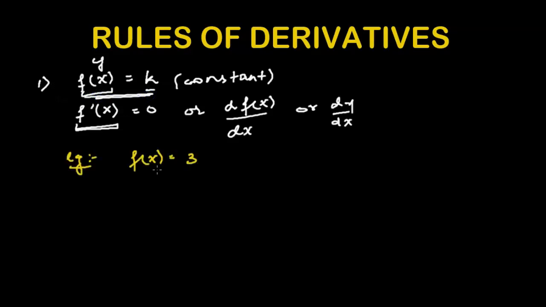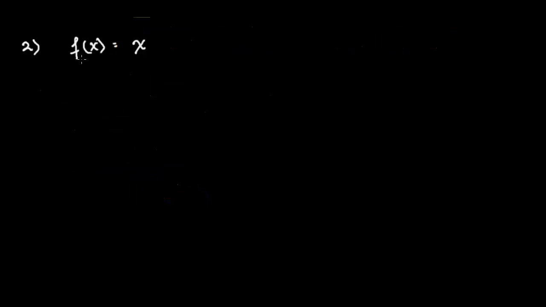If you're given the function f(x) is equal to 3, then its derivative is 0. So for any constant value, the derivative function is always 0. We all know derivatives mean slopes. So if the original function is a constant, then the derivative of that constant function is equal to 0. The second rule says if the original function is equal to x, then the derivative is equal to 1. This rule is an example by itself.